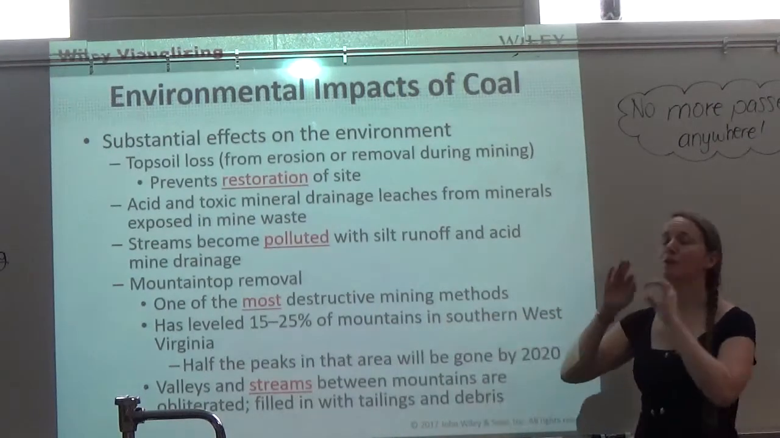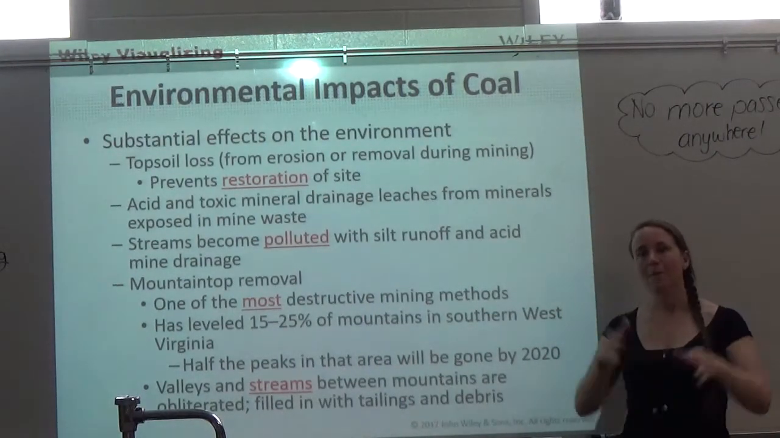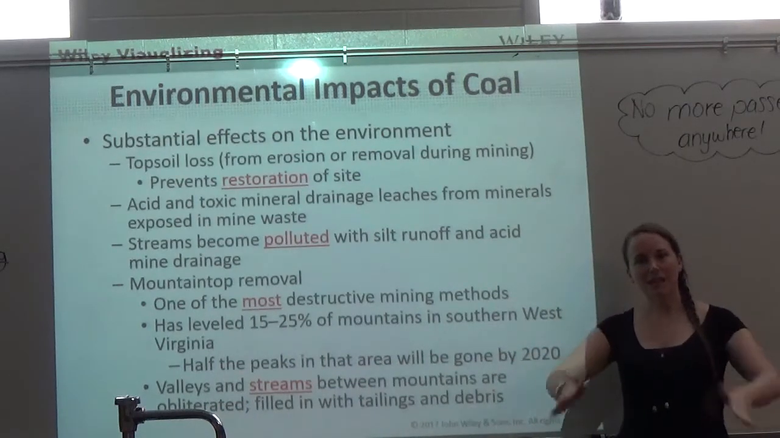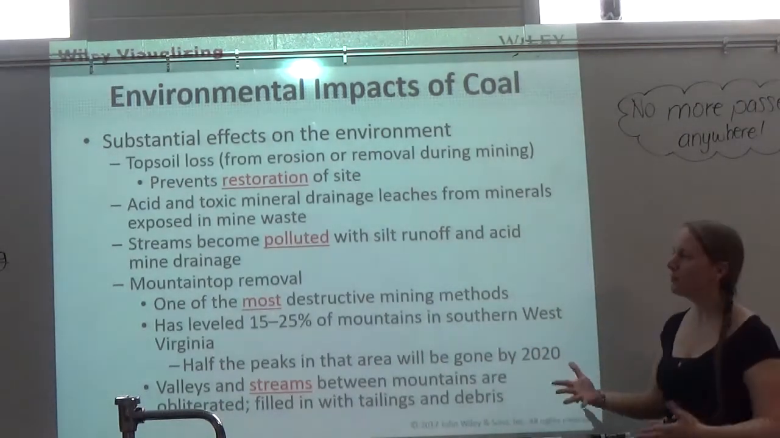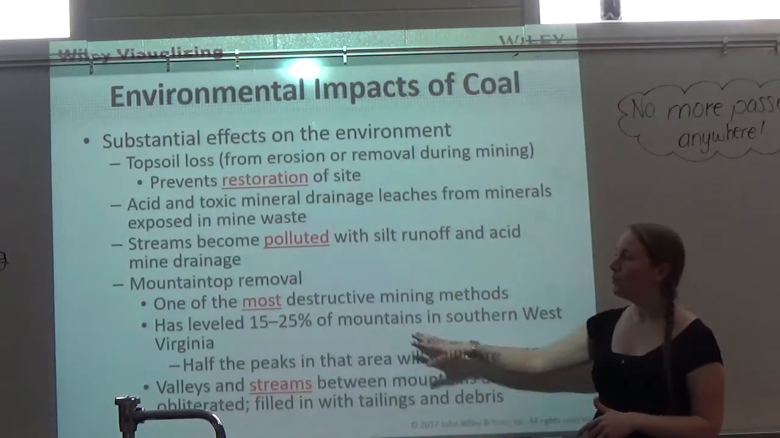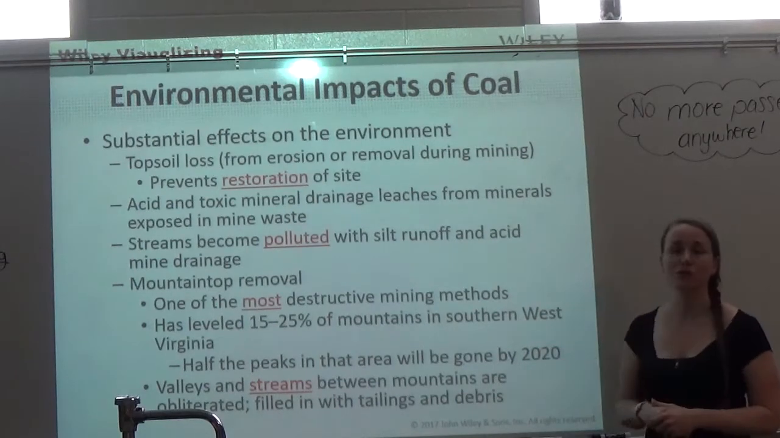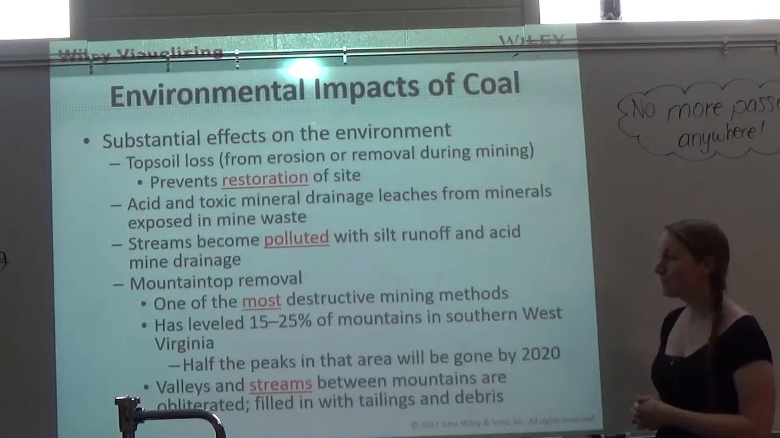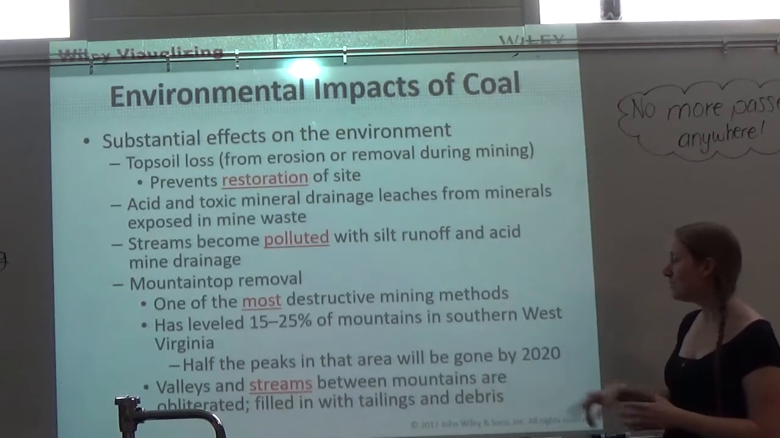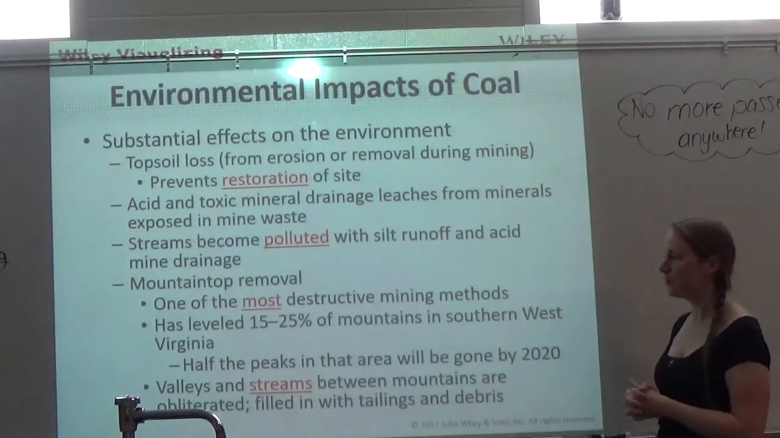This is one of the most destructive mining methods because, one, you're destroying the mountain, but the sides of the mountain, the valleys and the streams, those also become polluted with all of this mine drainage and things like that. We have already leveled 15 to 25% of mountains in southern West Virginia through this method of mining. Half the peaks in that area will be gone by the year 2020, which, what do you know, that's right now. Remember, our book's a little bit old.